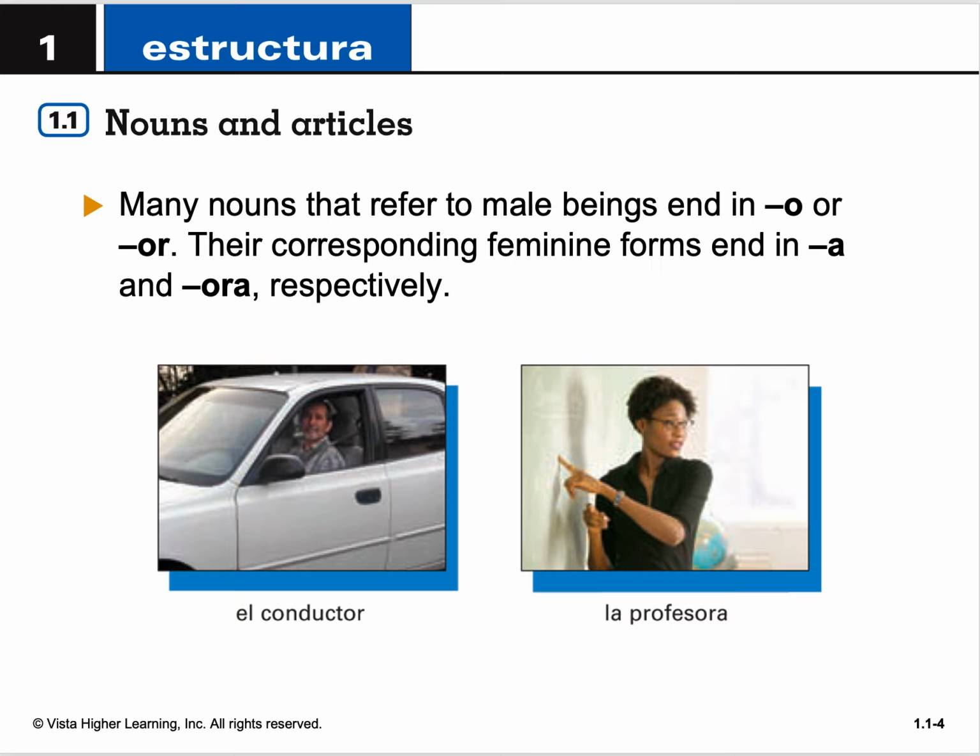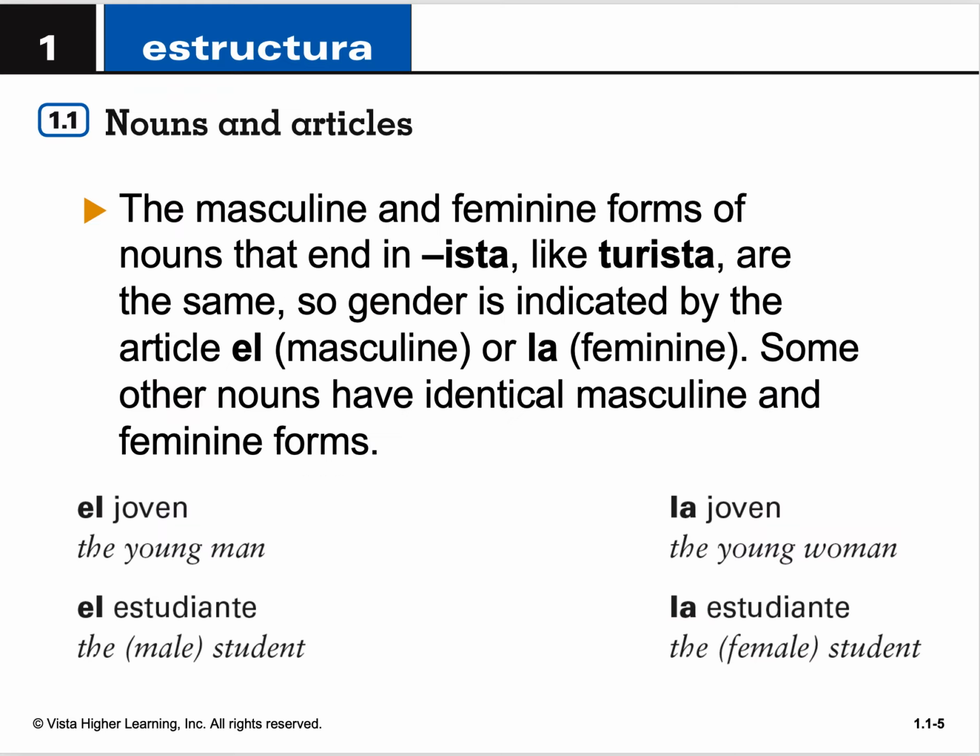So el conductor ends in an OR, which is consistent with a male ending. La profesora would be the female, consistent with the female ending. El profesor would be the male form of that noun.